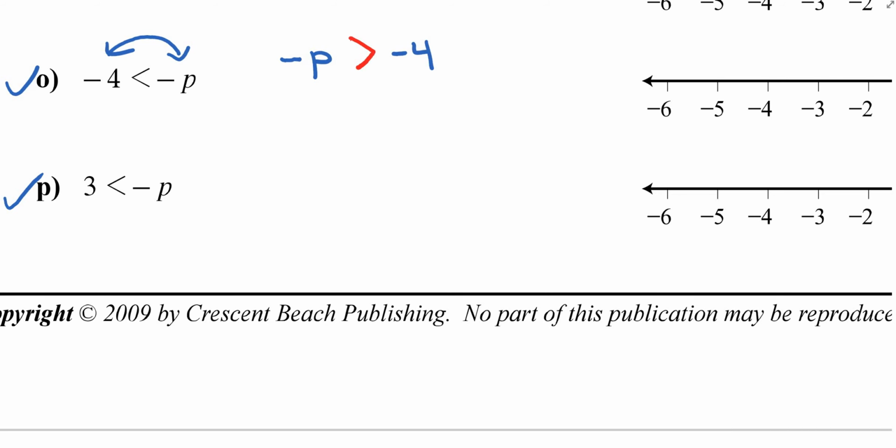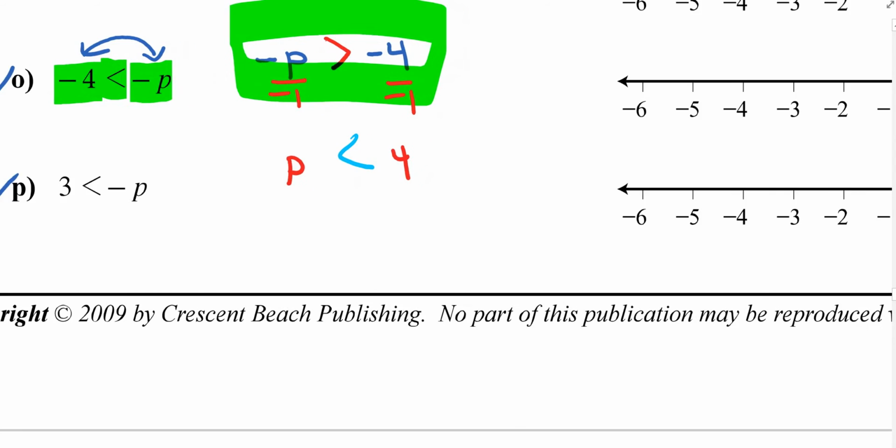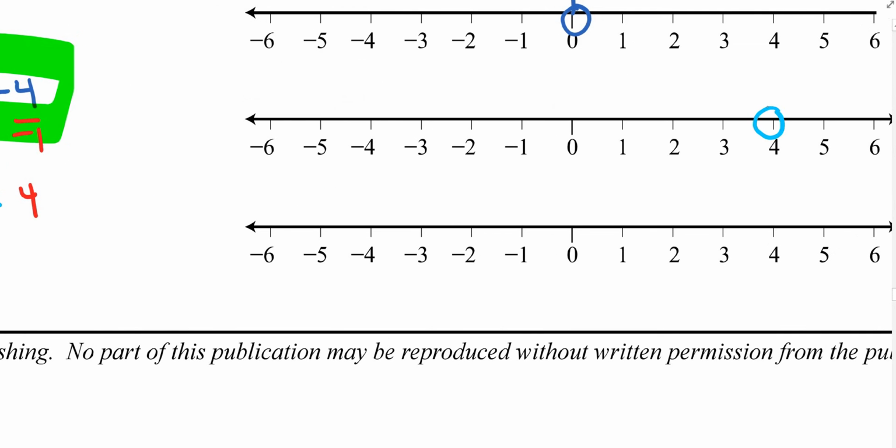And if I read this from right to left, negative p is greater than negative 4. That matches this statement right there. Okay, from there I can divide both sides by negative 1. This becomes positive p, this becomes positive 4, and the inequality sign goes the other way. So p is less than 4. So here's 4, open circle, and shade to the left.